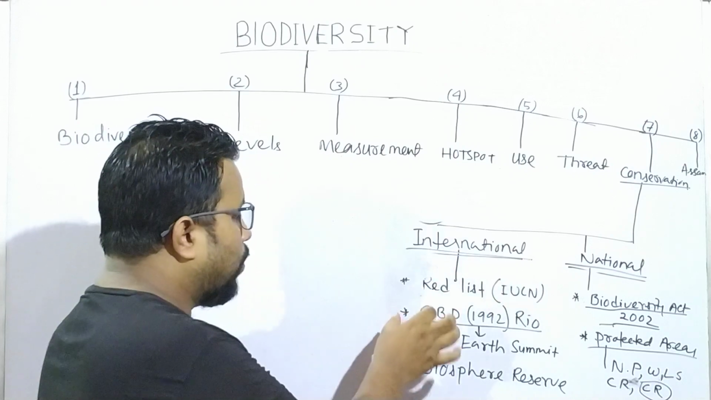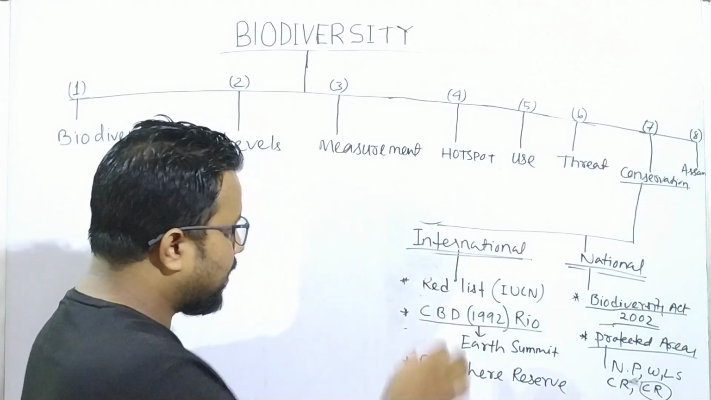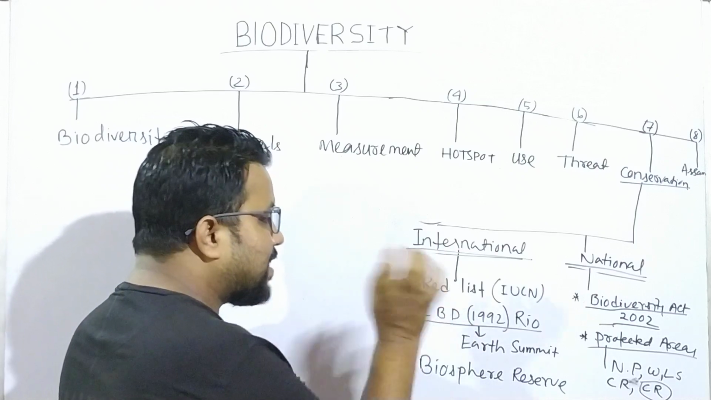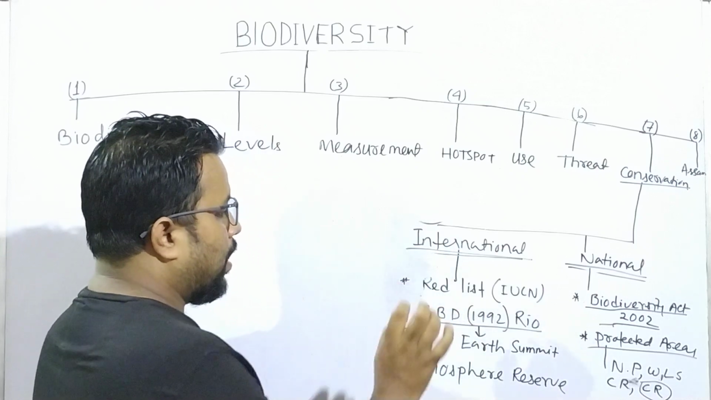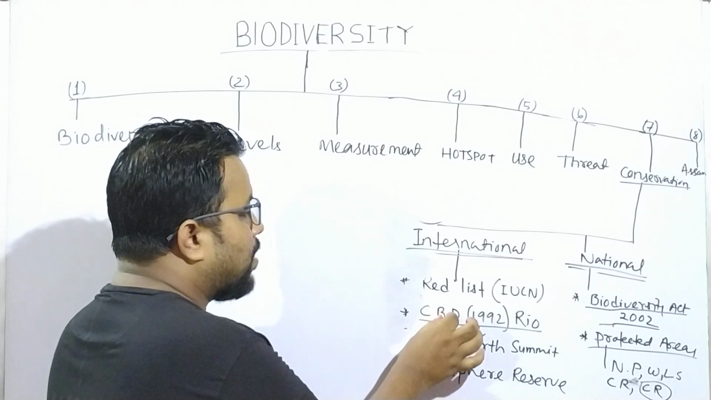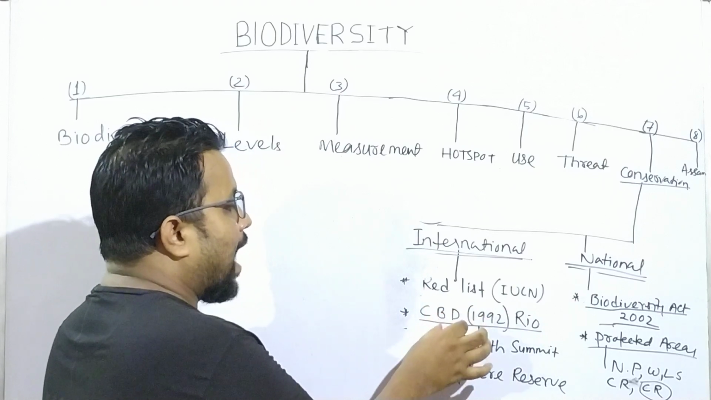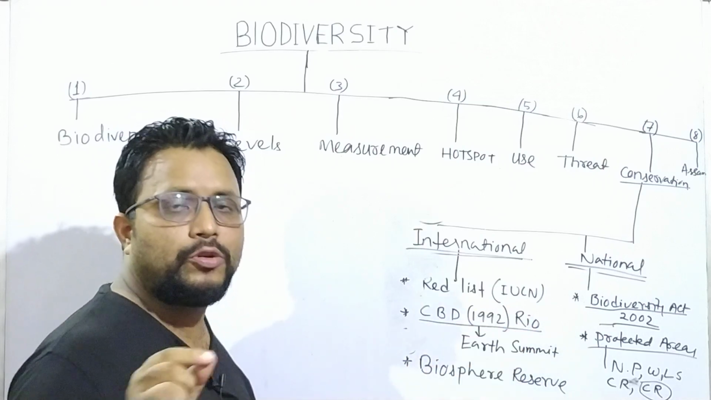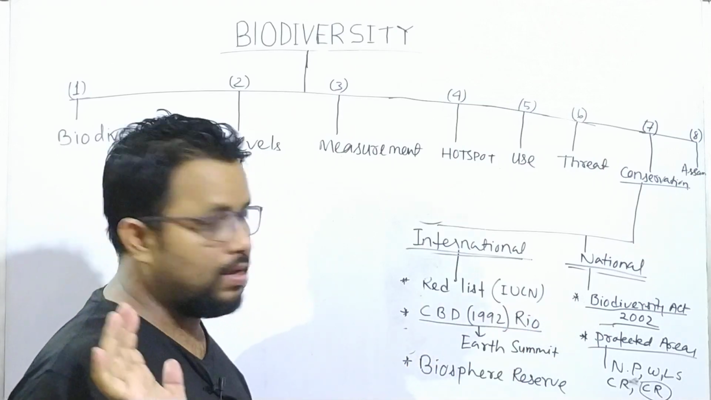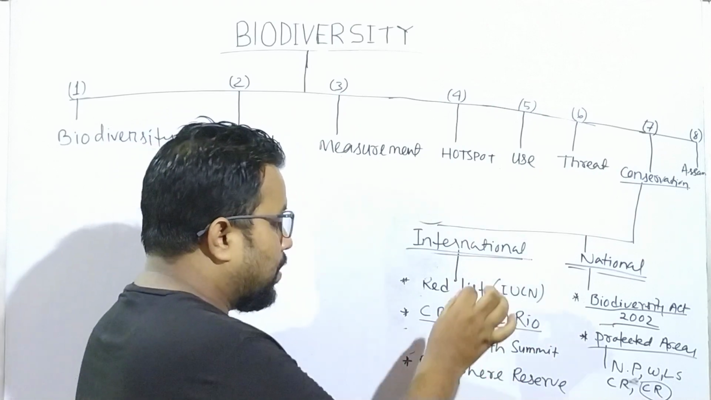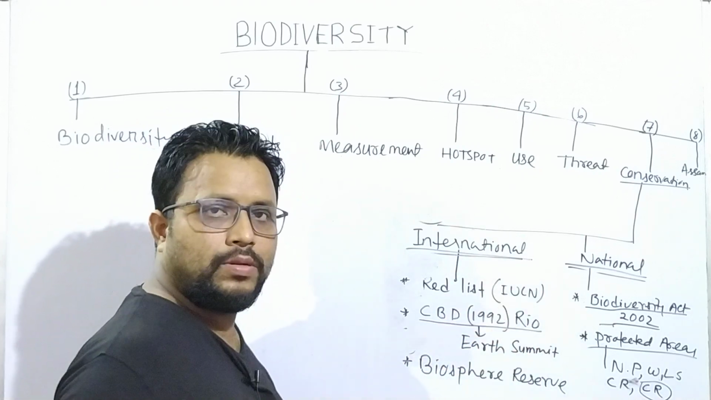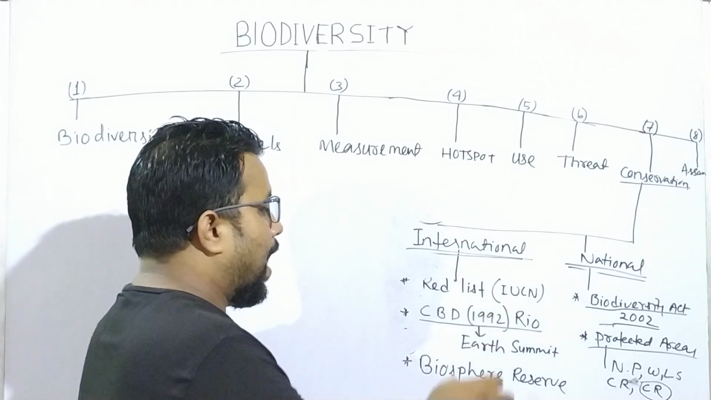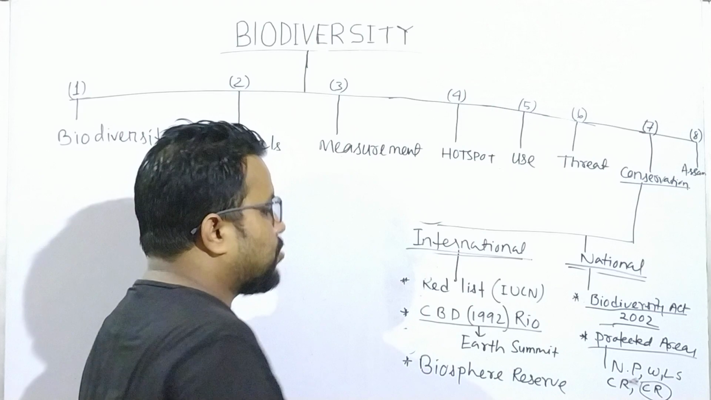So now the next topic is CBD, the Convention on Biological Diversity. This Convention on Biological Diversity is the outcome of the Earth Summit that took place in Rio de Janeiro in Brazil in 1992. And in that Earth Summit, what happened?